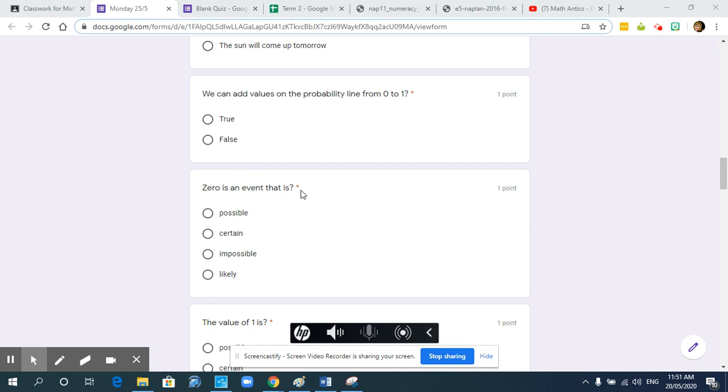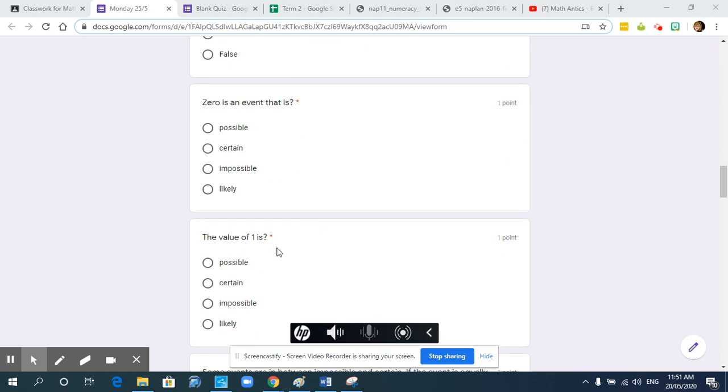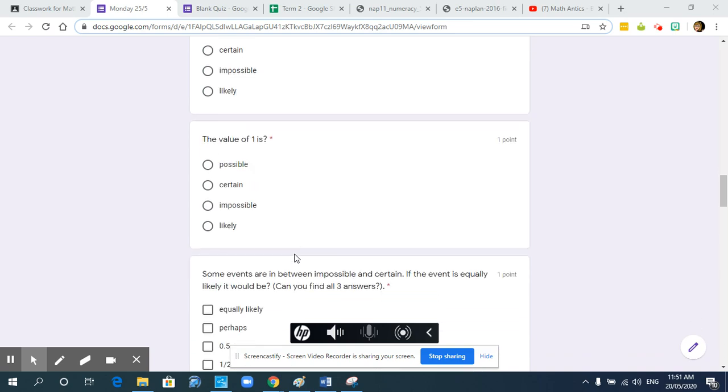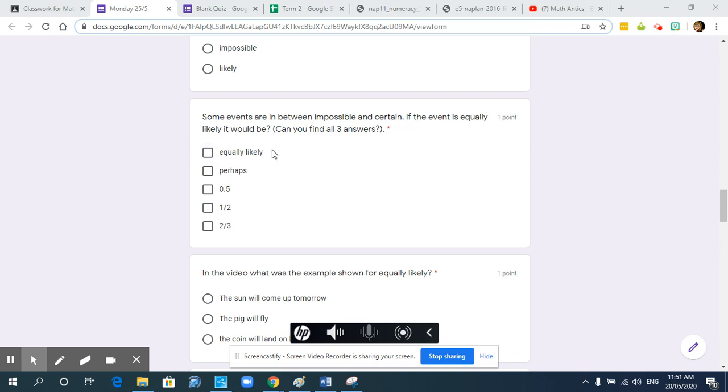0 is an event that is possible, certain, impossible, or likely. The 0 place on the probability line, what could that represent? Watch the video, it tells you exactly. The value of 1 is possible, certain, impossible, or likely. Again, watch the video, it tells you. Some events are between impossible and certain. If the event is equally likely, it would be, and there's 3 answers: equally likely, perhaps, 0.5, half, 2/3.